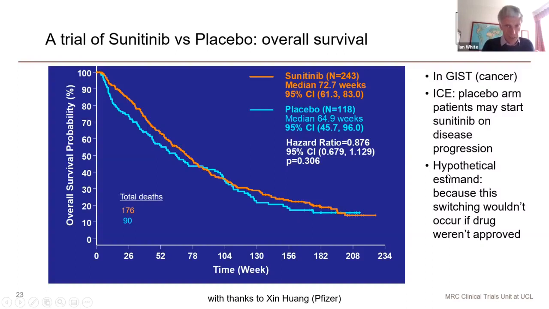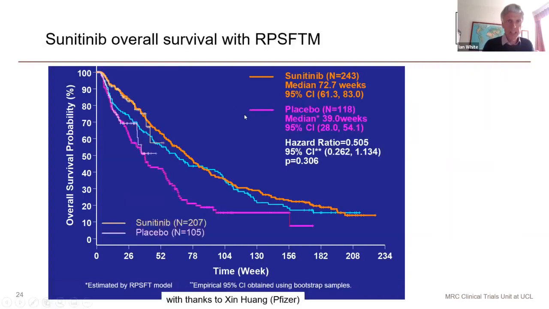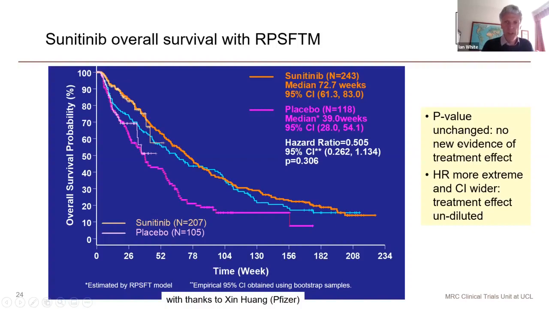And we might be interested in a hypothetical Estimand, because this switching wouldn't occur if the drug weren't approved. We will either have sunitinib given to all patients, or simply it will not be available at all. And the RPS-FGM allows us to estimate this purple curve, which is what, according to the model, would have been observed in the placebo group had switching not occurred. And this gives a much more impressive hazard ratio of 0.5, although the same p-value. This approach doesn't give any new evidence for treatment effect, but it gives a stronger and wider confidence interval.